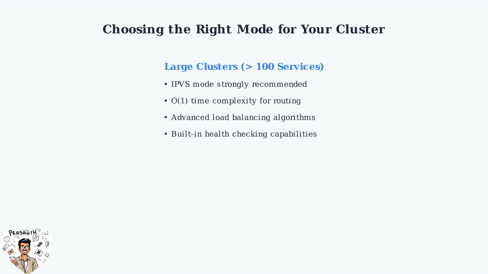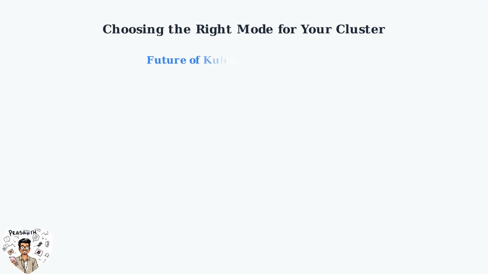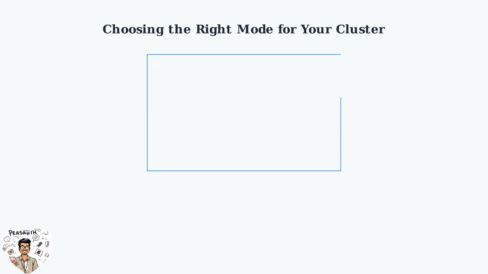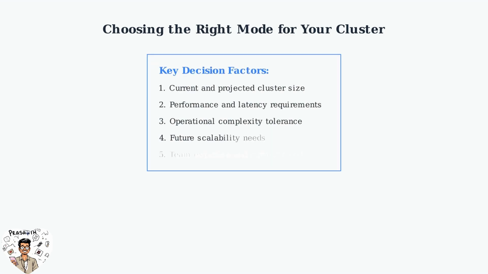Looking toward the future, the Kubernetes networking landscape is rapidly evolving. Extended Berkeley Packet Filter, or eBPF, represents the next generation of networking solutions, offering unprecedented performance and flexibility. When making your decision, carefully evaluate your current cluster size, anticipated growth, performance requirements, and operational complexity tolerance. Consider implementing IPVS for immediate scalability benefits while planning for future eBPF adoption as these solutions mature.